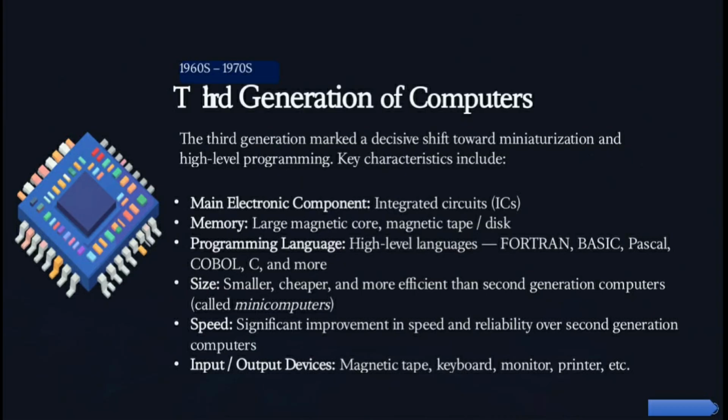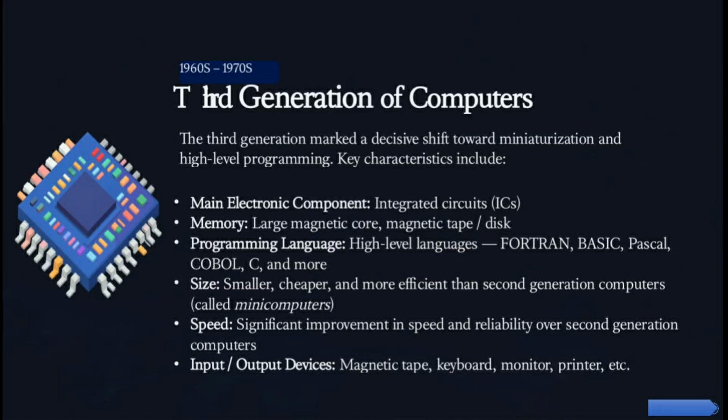In the second generation, computers mainly used individual transistors, but during the third generation, many transistors and other components could be placed together inside a small integrated circuit. Because of ICs, computers became smaller, faster, more efficient, and more reliable. So we can see that integrated circuits were one of the major reasons why computer technology developed rapidly during this period.